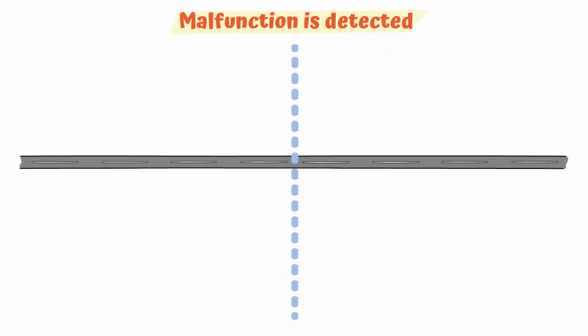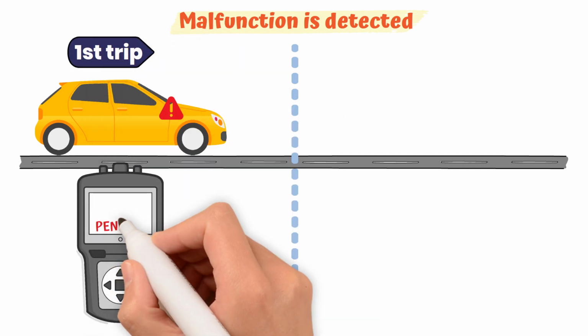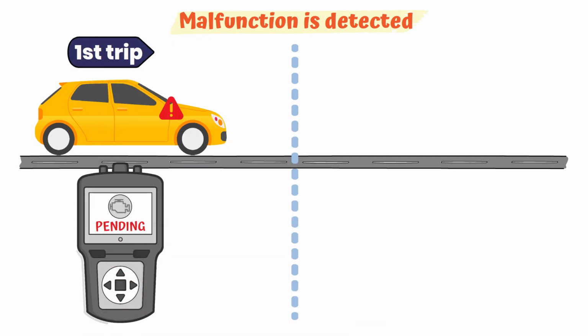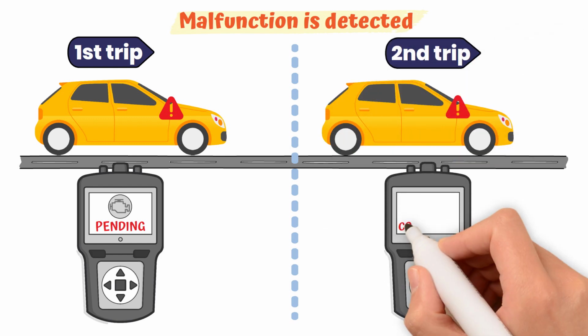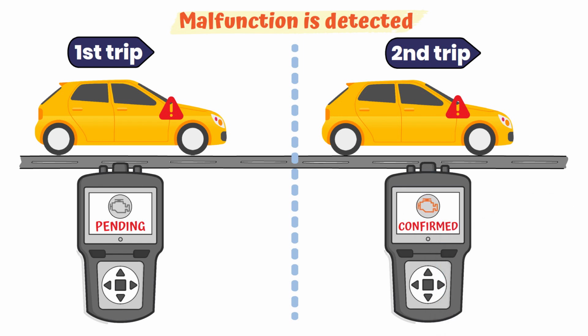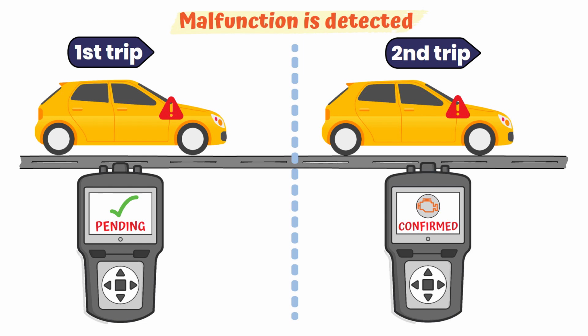Now let's see what happens when a malfunction is detected during a drive cycle. When a fault is first detected, a pending DTC is set without triggering the malfunction indicator lamp, or MIL. If the same failure appears on the second consecutive trip, the MIL turns on. A confirmed DTC is set, but if the second trip runs clean, the pending DTC is erased automatically.